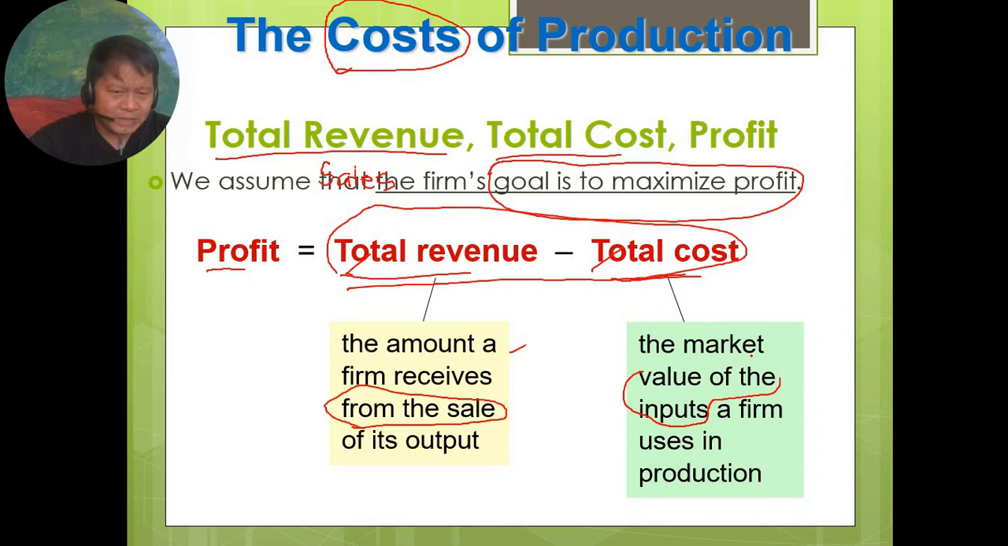How much is your capital, your inputs? Inputs could be labor, it could be money. For as long as it is used in production, it will be considered as inputs. In farm production, it could be fertilizer, variable cost, seeds, anything that is needed to produce. So total cost is the market value of the inputs a firm uses in production.